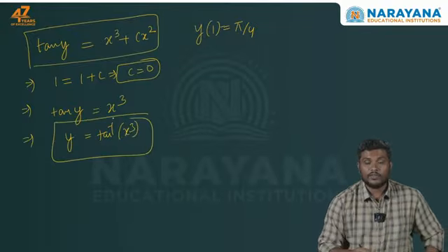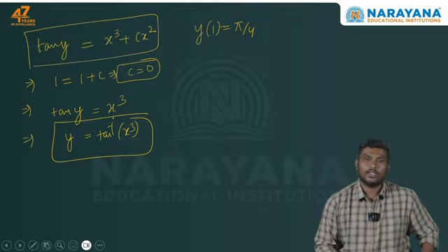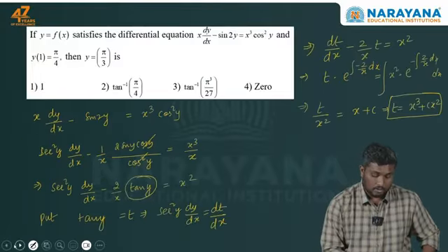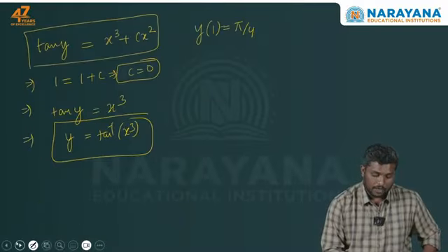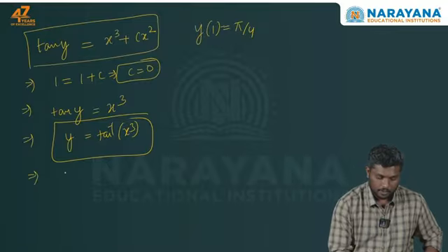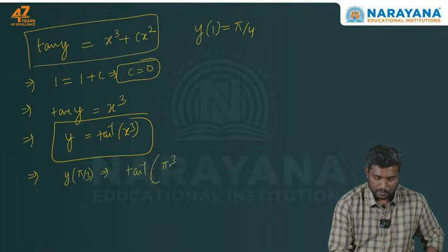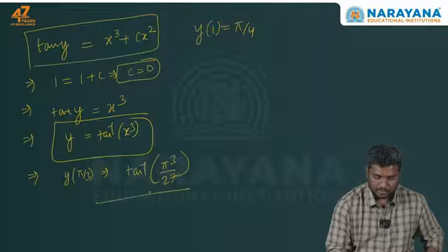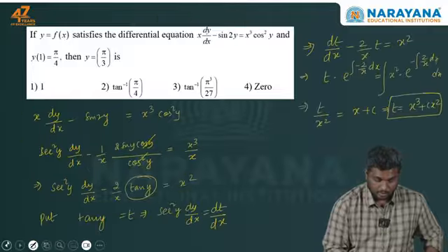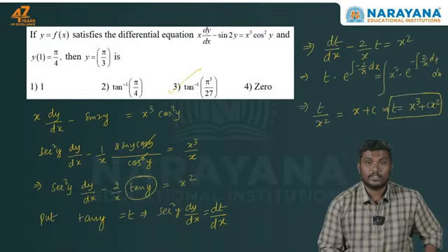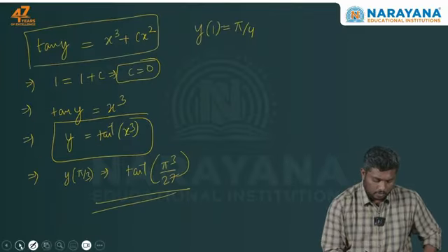So we got the function finally, y is equal to tan inverse x cube, and we are asked to find what is y of pi by 3. y of pi by 3 is equal to tan inverse of pi cube by 27. So pi cube by 27 it is. So we can move on to the next question.